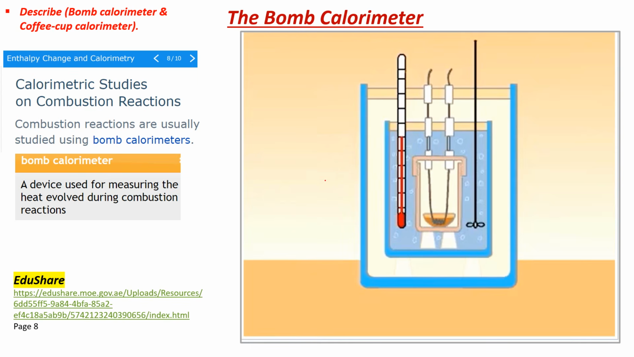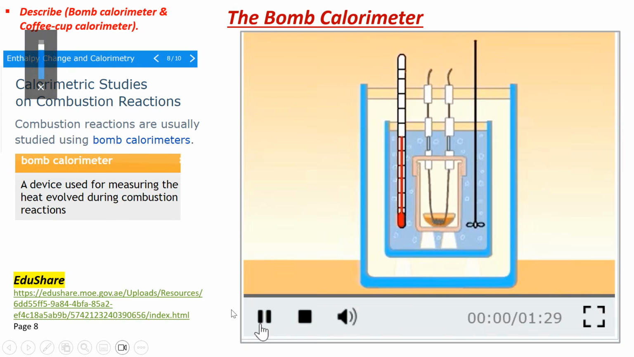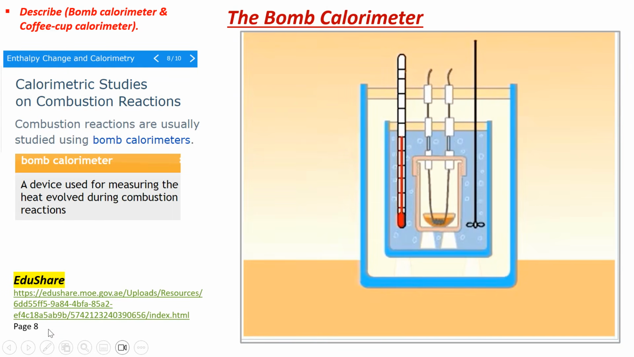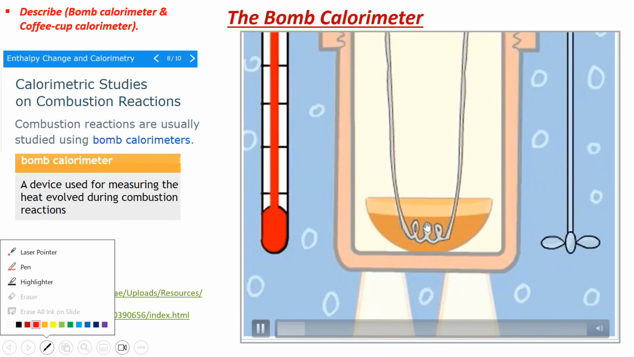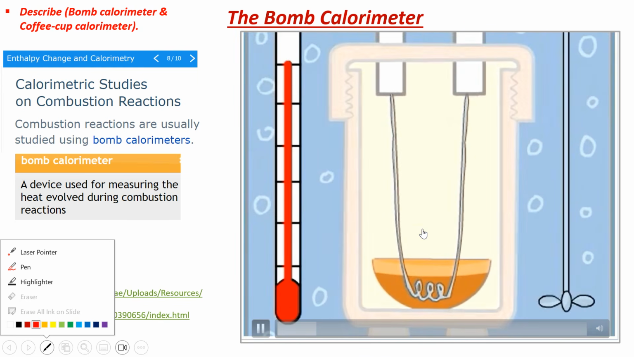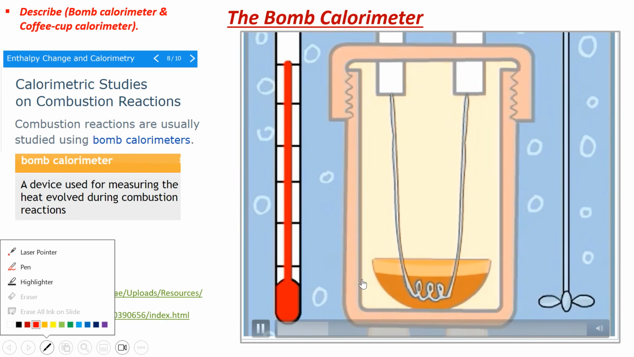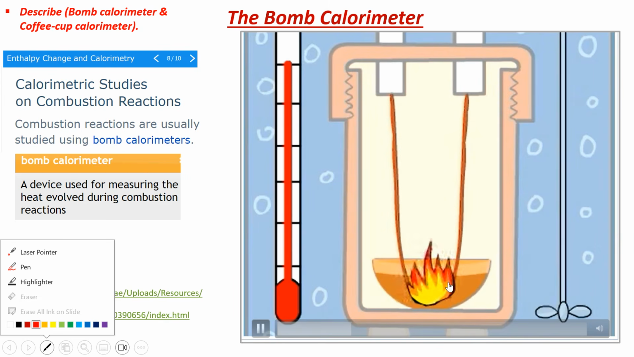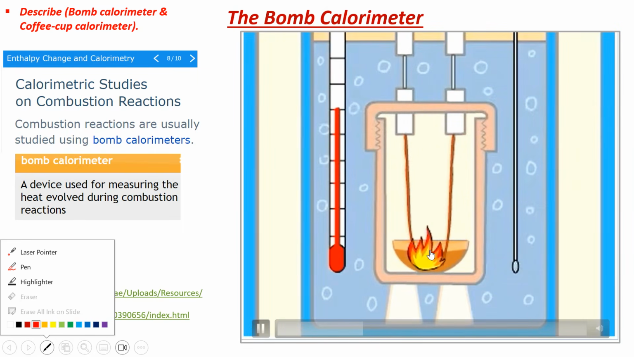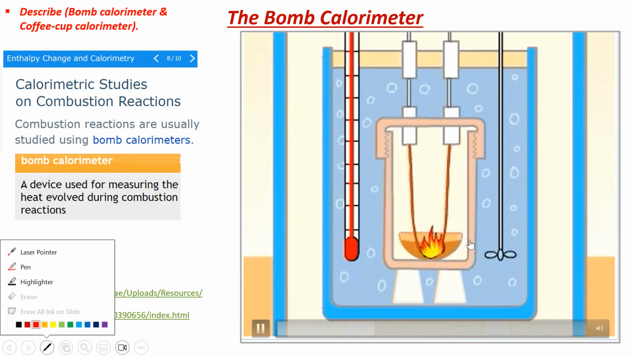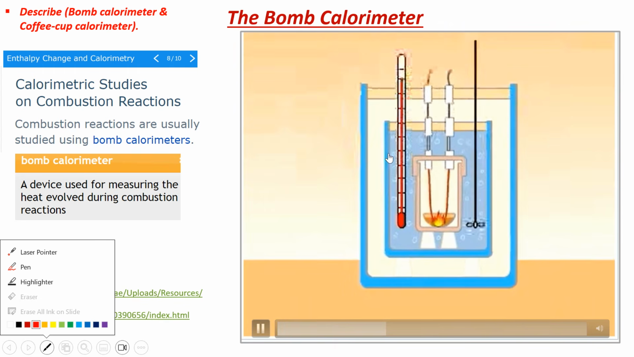I'm going to show you a video here that shows best how this device works. I'm going to share the link for the EduShare down in the description of the video. So basically this is the bomb calorimeter. In here we put the food that we want to measure the energy from, or the reaction that we want to study. There's water, there's a stirrer, there's a thermometer. We ignite here, we burn the food, or the reaction starts, and then the temperature of the water increases because the heat transfers from here to the water, right?